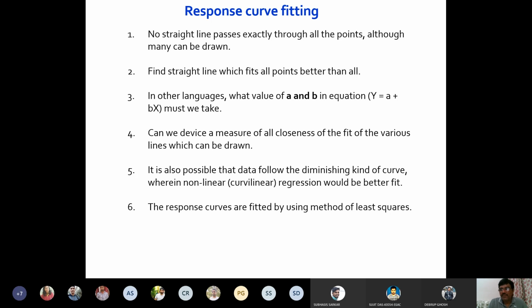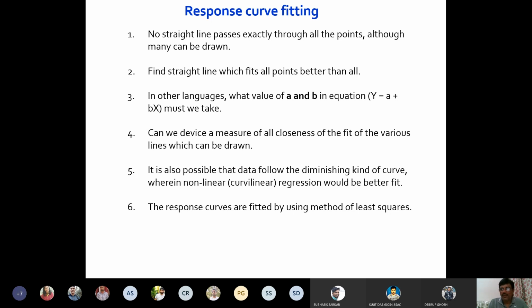In other language, what values of a and b in the equation must we take? Actually, we are talking about a linear relationship. The equation is y = a + bx. So we need to develop this relationship, which means we need to find the values of a and b. If we find the values of a and b and put them in the equation, that particular line will be the best fit.